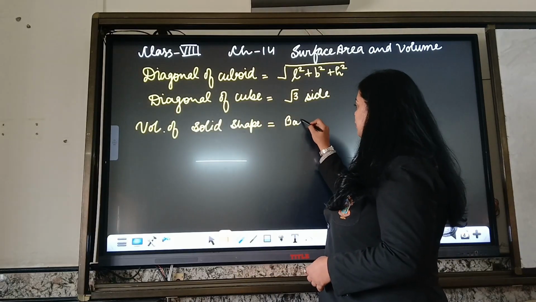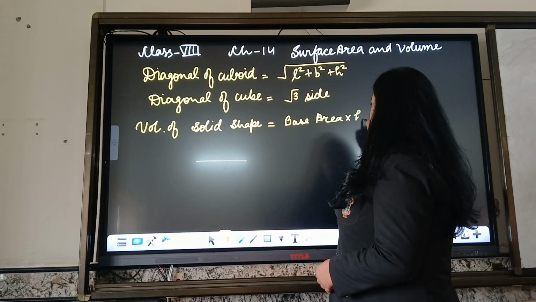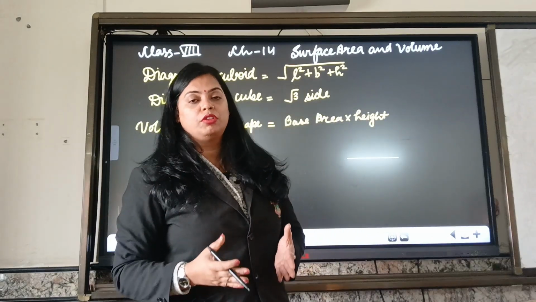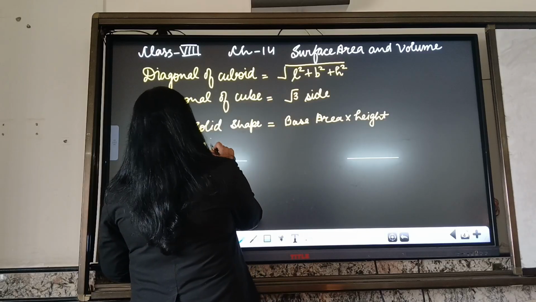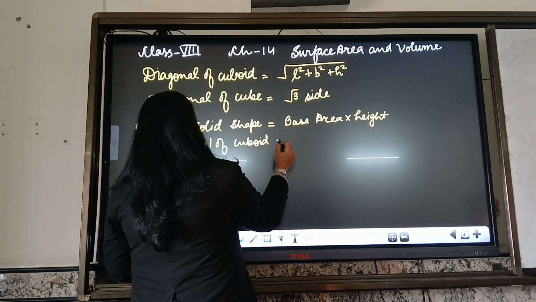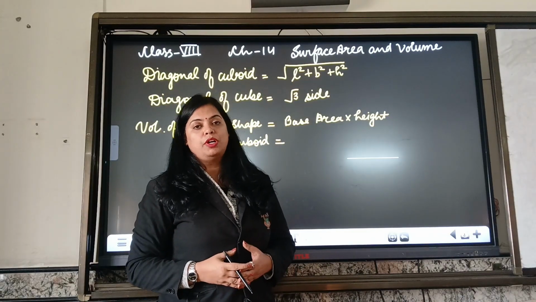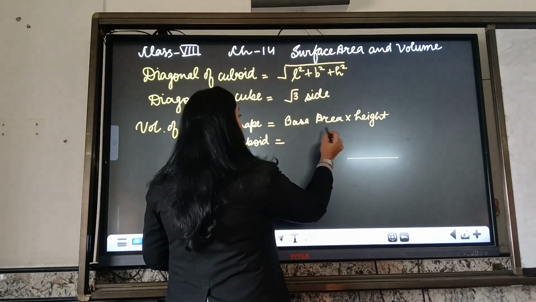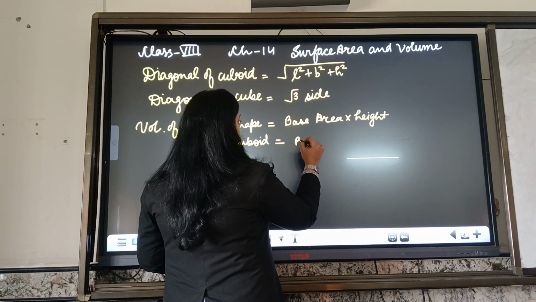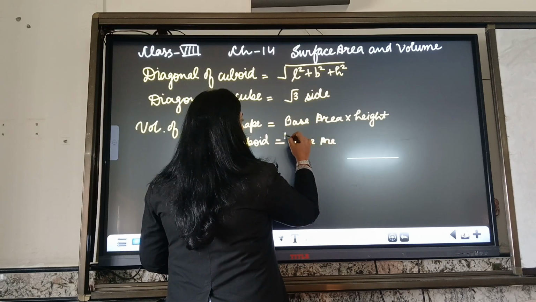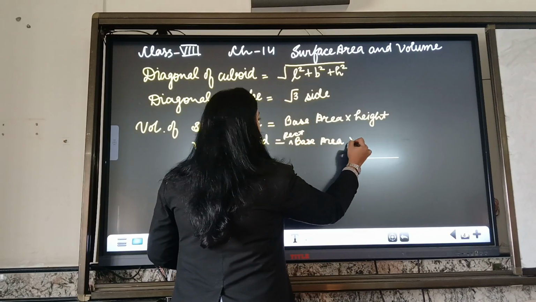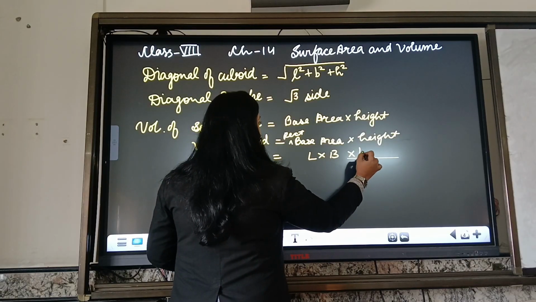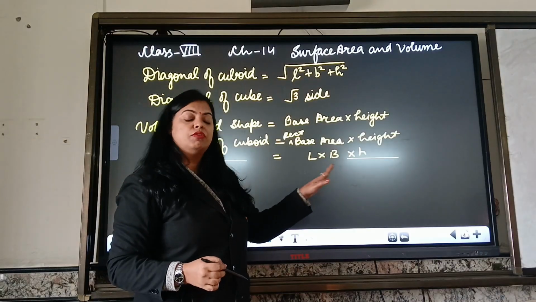Base area multiplied by height. Suppose I am going to take a cuboid and I want to know the formula for the volume of the cuboid. What to do? So, volume of cuboid. What kind of base does a cuboid have? Yes, it has a rectangular base at its bottom. So what is the area of the base? Here the base is in the form of a rectangle. So we use the rectangular base area multiplied by height. Rectangular area is L into B, and height we represent by H. So the formula is L into B into H for the volume of a cuboid.